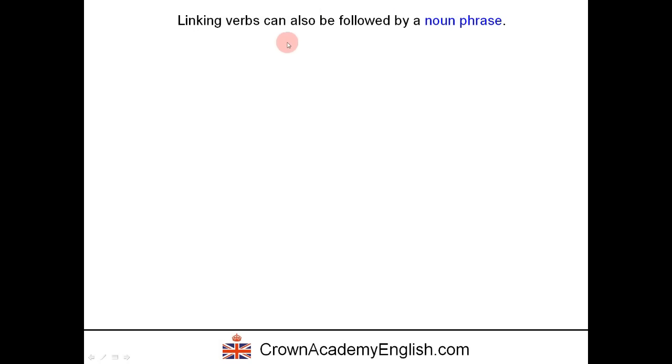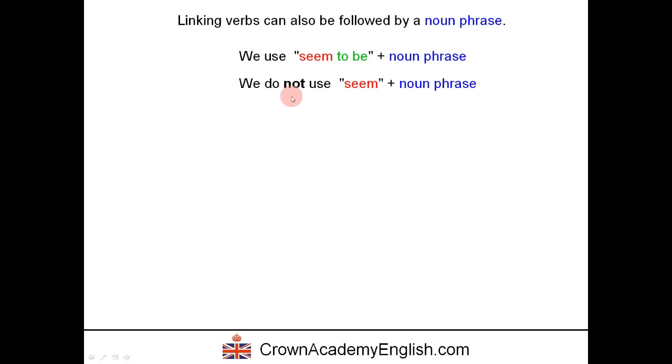However, this is more important. Linking verbs can also be followed by a noun phrase. And we use seem to be followed by the noun phrase. And we do not use seem followed by the noun phrase. So this is a strict rule. This is a big difference. So you only use this one when we're talking about a noun phrase.